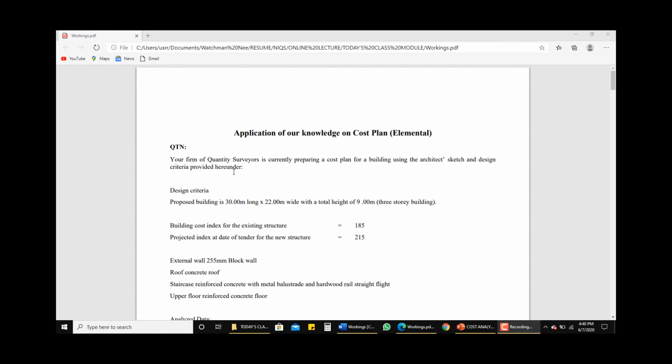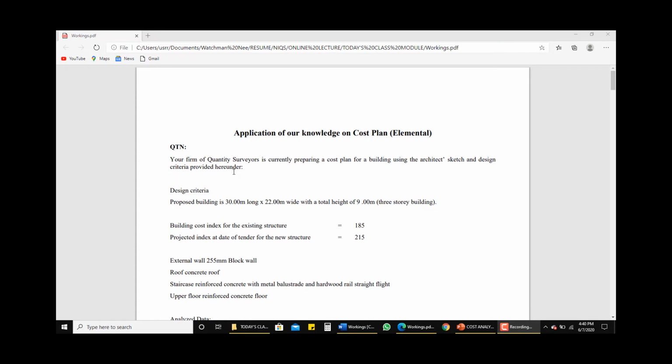So the question says that your firm of quantity surveyors is currently preparing a cost plan for a building using the architect's sketch and design criteria provided hereunder. So we have the design criteria. The proposed building is 30 meters long and 22 meters wide with a total height of 9 meters. That is, it's a 3-story building. And the building cost index for the existing structure is 185.